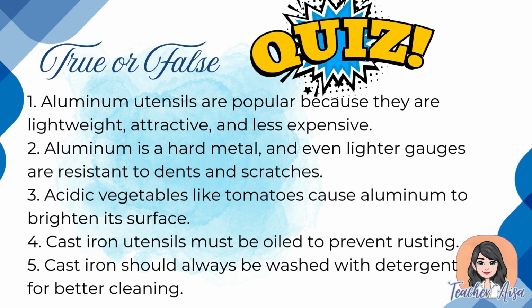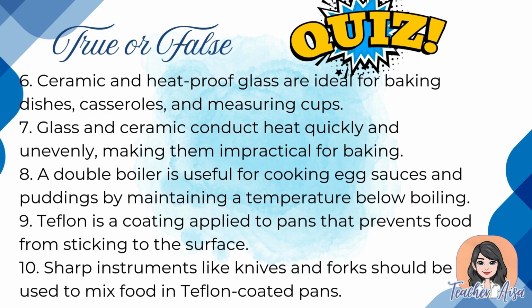5. Cast iron should always be washed with detergent for better cleaning. 6. Ceramic and heat-proof glass are ideal for baking dishes, casseroles, and measuring cups. 7. Glass and ceramic conduct heat quickly and unevenly, making them impractical for baking. 8. A double boiler is useful for cooking egg sauces and puddings by maintaining a temperature below boiling.